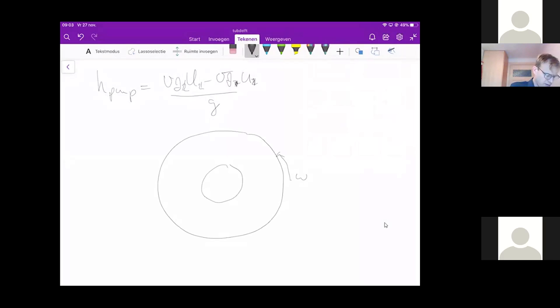So if you have an angular velocity, then U2 is R2 omega. This is U1. This is the situation. I'm sorry, this is R2 to the center, of course. This is R1 to this one. So R2 is to the outside. Then you have the flow velocity here. So here you get the flow following this section.